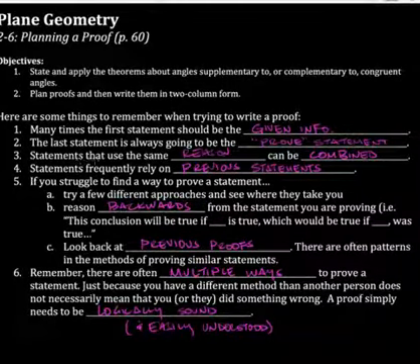Anytime you have multiple statements that are going to use the same reason, you can combine those statements into one. So if you were going to use, let's say, the angle addition postulate to make a couple statements, you can combine those statements into one and then just write angle addition postulate one time rather than writing it multiple times.